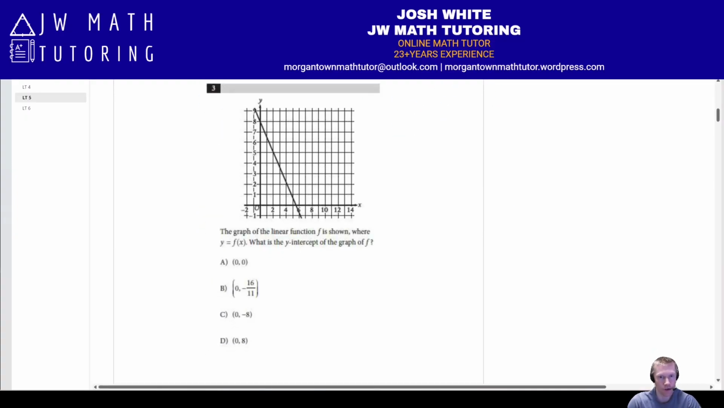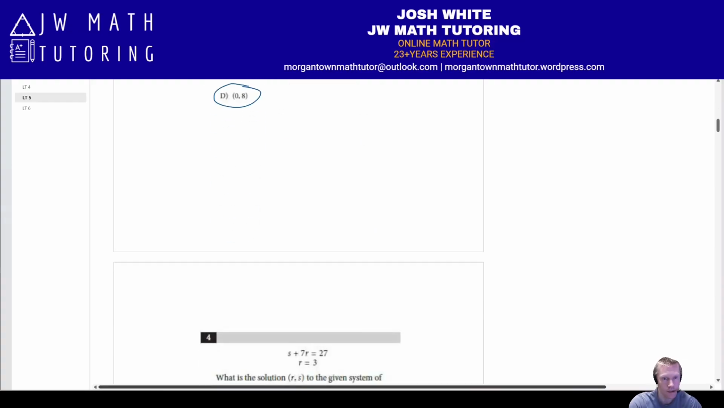Next up, number 3, here you have a graph of a linear function. What is the y-intercept of this graph? Well, it's just this point right here where the graph crosses the y-axis. So that's just the point (0, 8). Correct answer is letter D.